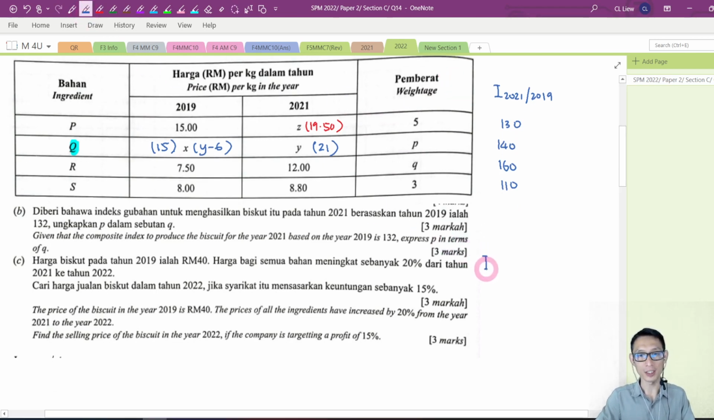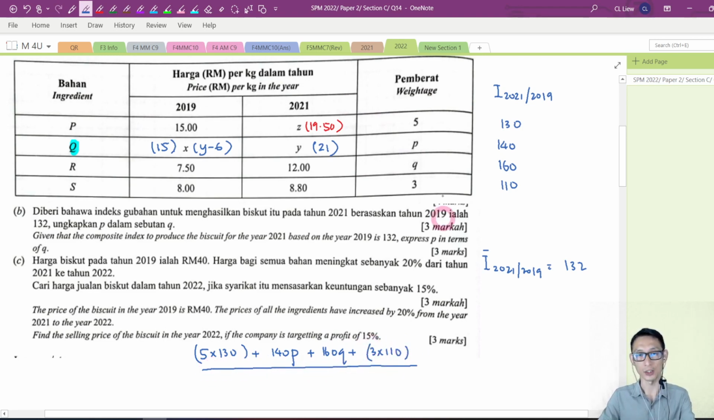Given by the question, the composite index for the year 2021 based on 2019 is equal to 132. How do we get this one? We take the weightage times the index number: 5 times 130 plus 140 times P, or you can write P times 140, the same thing. So I will just write 140P plus 160Q plus 3 times 110, and then divided by the sum of the weightage, which will be 5 plus P plus Q plus 3. This will be equal to the composite index given by the question, 132.